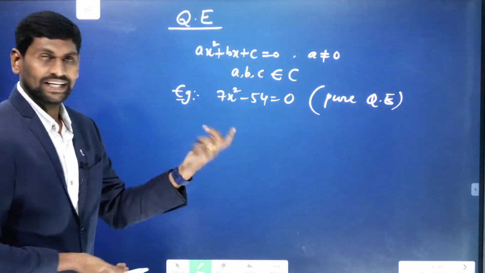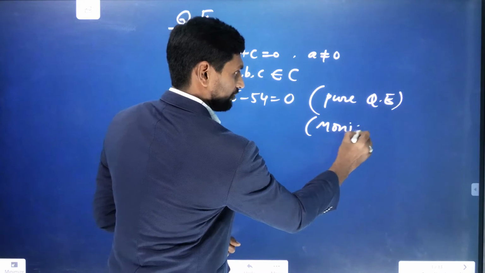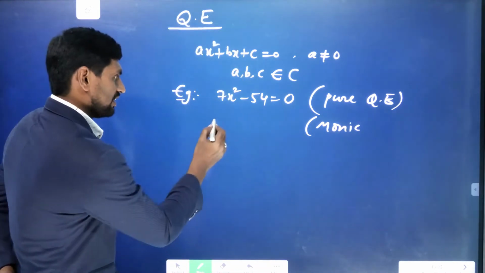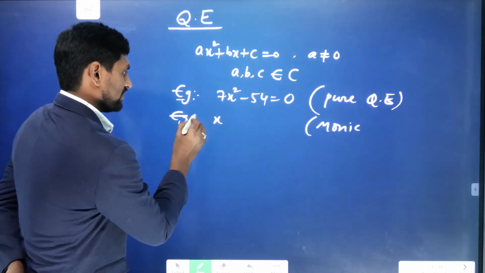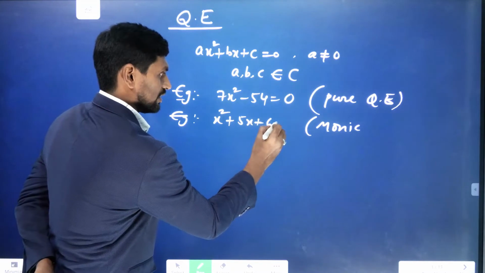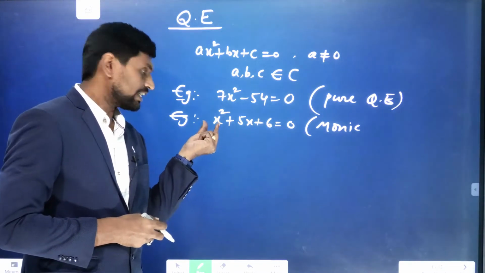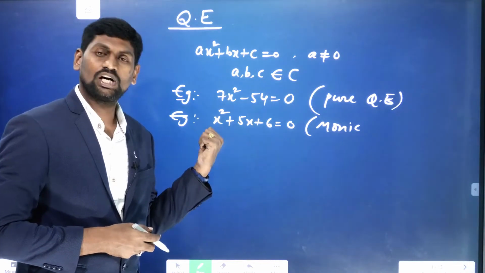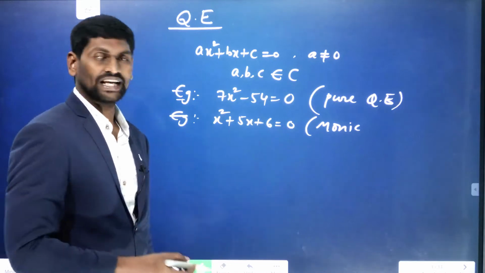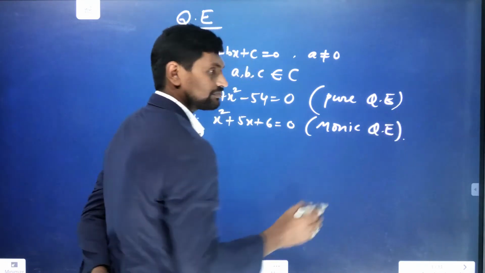Okay. Next, monic quadratic equation. Monic quadratic equation means the x square coefficient must be 1. That means there is no coefficient appearing before x square. That means it is always 1. x square plus 5x plus 6 equals 0 is an example of a monic quadratic equation.